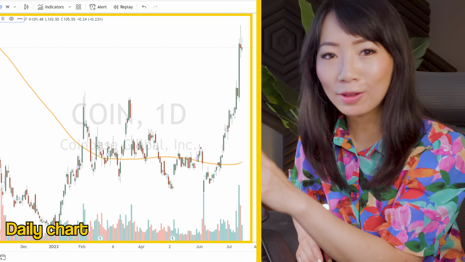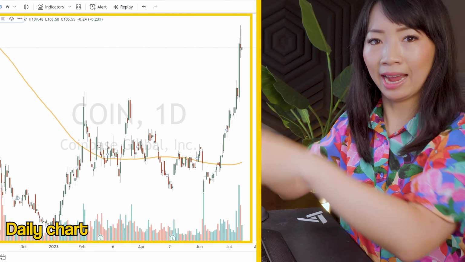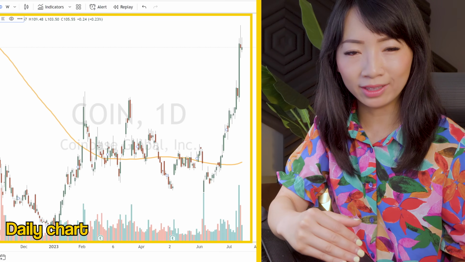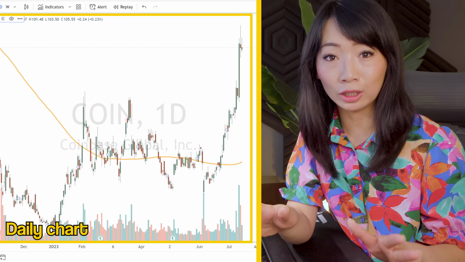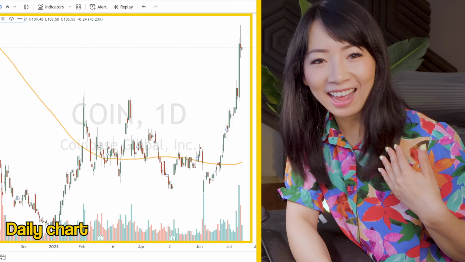I'm always starting from the daily chart because this gives me an overview of where the stock is heading. Is the stock currently in an uptrend or a downtrend? This very simple information is actually very important for short-term traders like you and I.